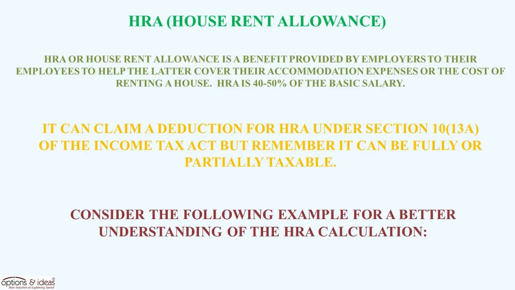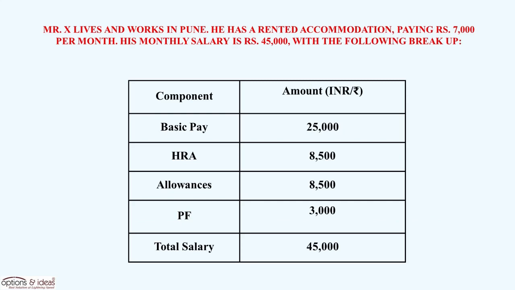HRA, house rent allowance. HRA, or house rent allowance, is a benefit provided by employers to their employees to help the latter cover their accommodation expenses or the cost of renting a house. HRA is 40 to 50% of the basic salary. One can claim a deduction for HRA under Section 10(13)(a) of the Income Tax Act, but remember it can be fully or partially taxable. Consider the following example for a better understanding of HRA calculation.